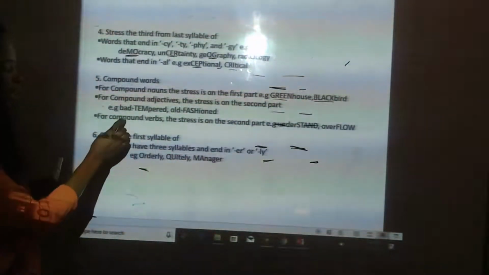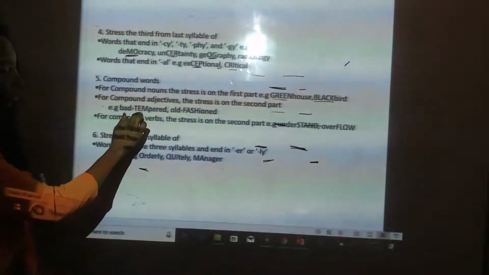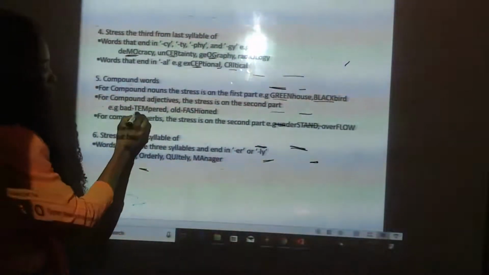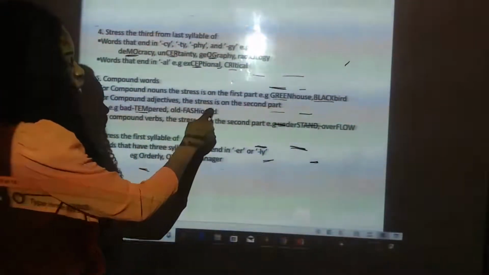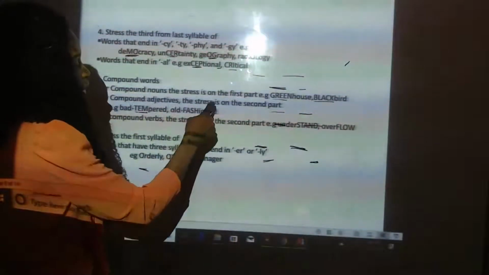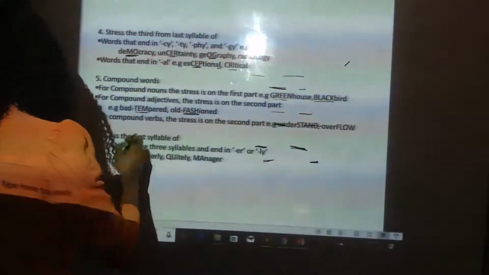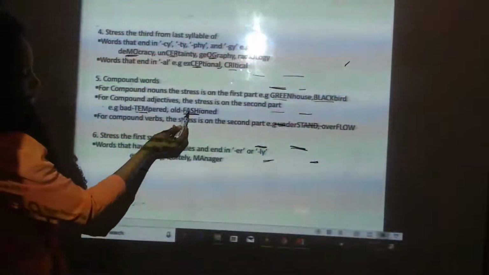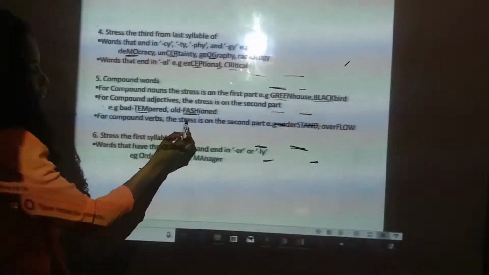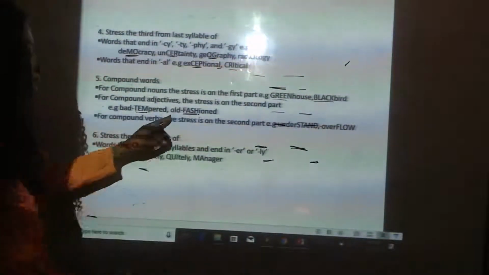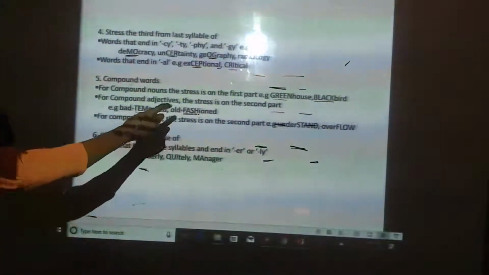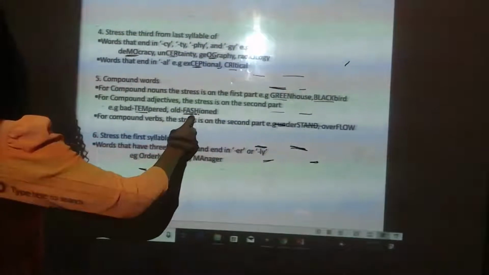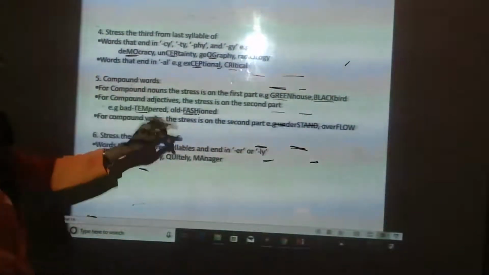It says that we should stress the second part, and the second part here is what? Tem. Bad-tempered. So tem carries the stress. Or old-fashioned. Old-fashioned. Fash carries the stress because this is the vowel that marks the syllable here. Old, the o here is marking the first syllable, then fash. So the second part carries the stress if it happens to be a compound adjective.